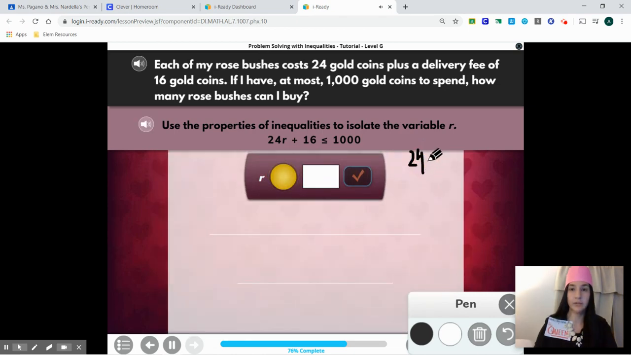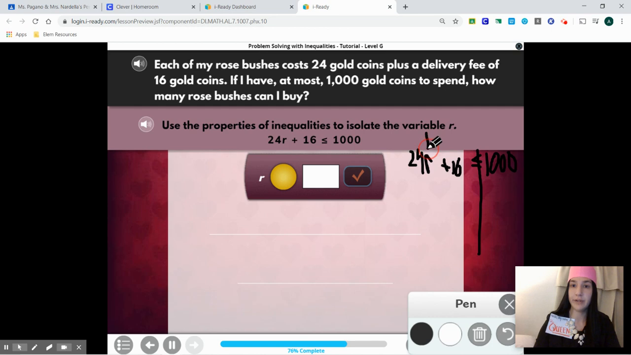Okay, let's do our work over here. 24R plus 16 less than or equal to 1,000. The first thing we're going to do is draw our scale line right down the inequality symbol. So here we go, scale line. Next, we know that our variable is R. This is what we're trying to isolate.